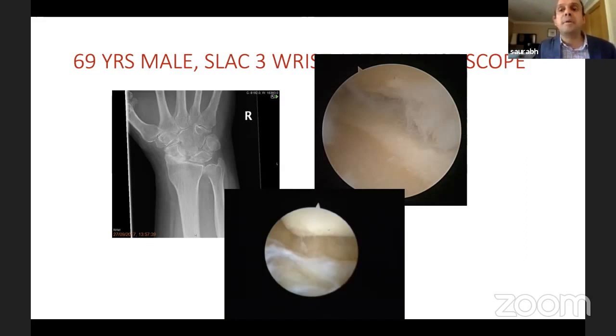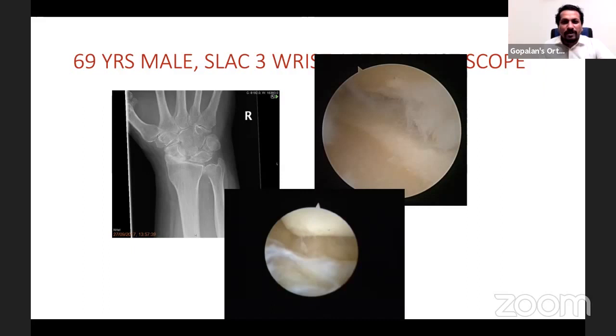Practically, there is still a debate between hand surgeons as to whether it is better or not. So for exam purposes, for SLAC 2, for example, you can even do a radioscapholunate fusion because my midcarpal joint was pristine. I've saved my midcarpal joint, which is theoretically better. But for exam purposes, the simple answer is PRC or four corner fusion.